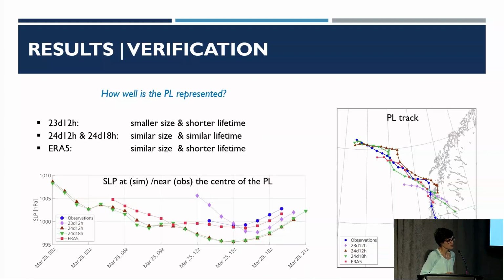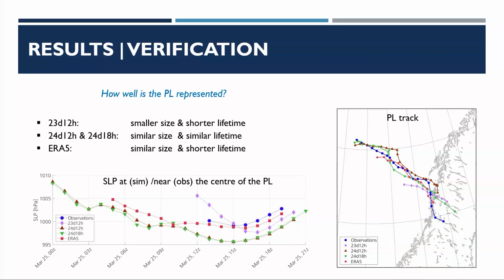So the second question is, how well is the polar low represented? I looked at my simulations that represented the polar low and also ERA5. The summary is that the one initialized on the 23rd, as we have seen, has a smaller size and shorter lifetime. The ones initialized on the 24th that simulate the polar low are pretty similar in size and in lifetime. And ERA5 is also pretty similar in size, a little bit shorter in lifetime.